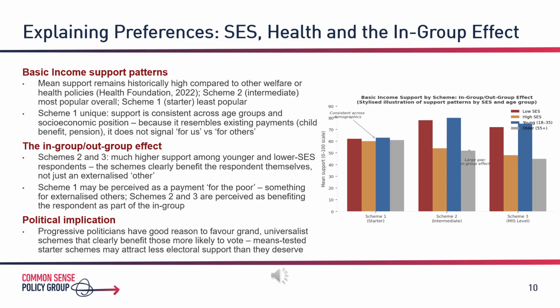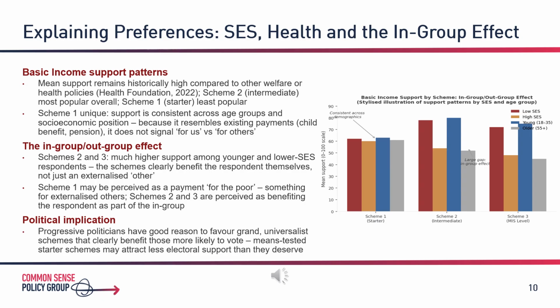important. If voters were driven purely by fiscal conservatism, Scheme 1, the cheapest option, would be most popular. If they were driven purely by generosity, Scheme 3 would be most popular. The intermediate scheme being most popular suggests something more specific. Respondents are making a holistic assessment that weighs generosity, affordability, and personal benefit. The in-group/out-group distinction is theoretically significant and practically important for policy design.